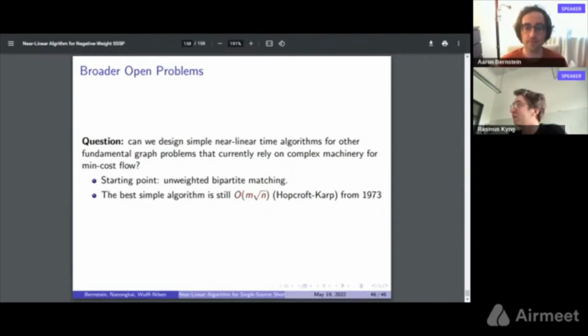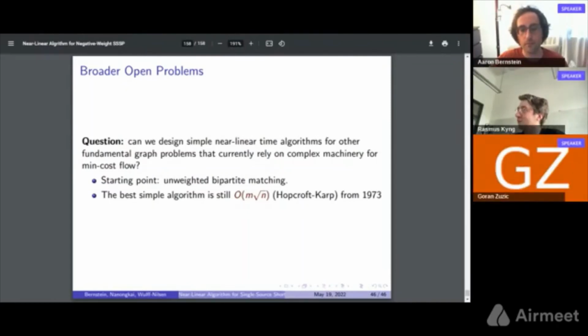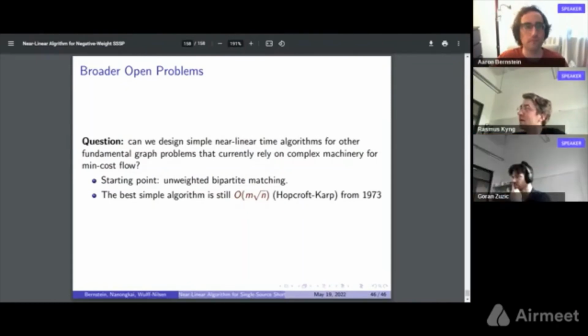Maybe while people take their time to think about the questions, I'll ask: what changed to make it near linear versus an earlier version that was almost linear?